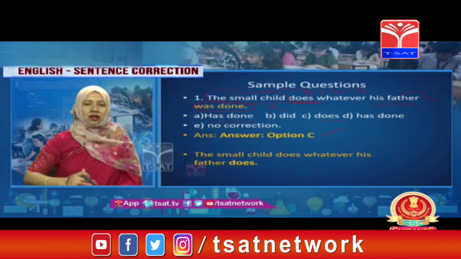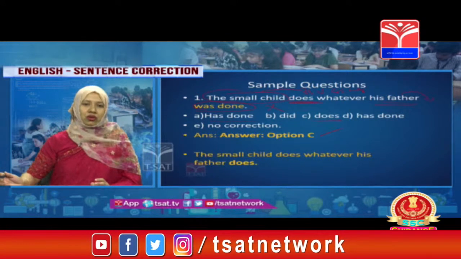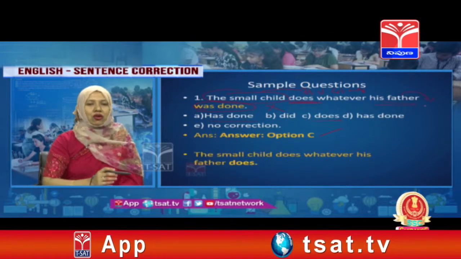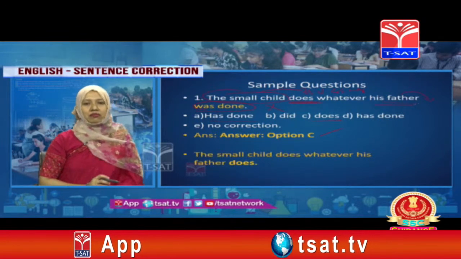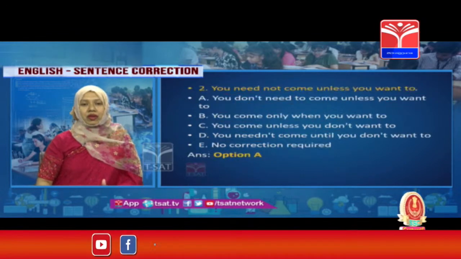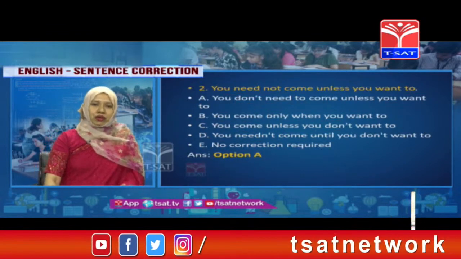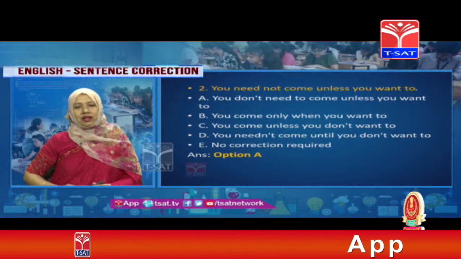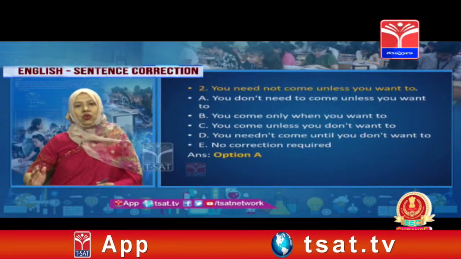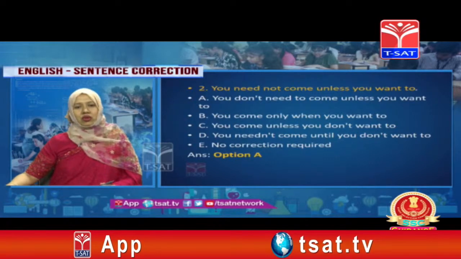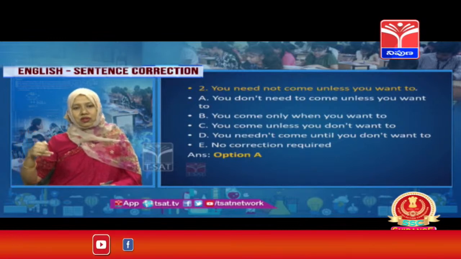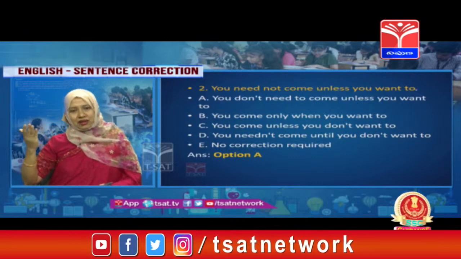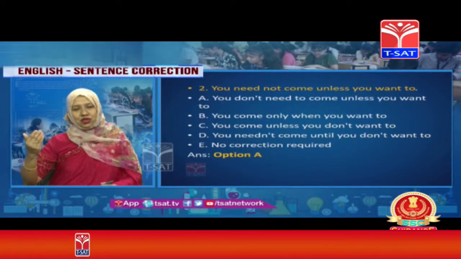So, there may be words which are confusing, but always remember the grammar rule. See the tense. If the tense is in simple present, then here also see the subject and write the appropriate verb. Let us look at the second example. You need not come unless you want to. In this sentence, first understand, you need not come unless you want to. Now, out of 4-5 options, you have to select an appropriate sentence which means the same as the sentence given. It should mean exactly the same.